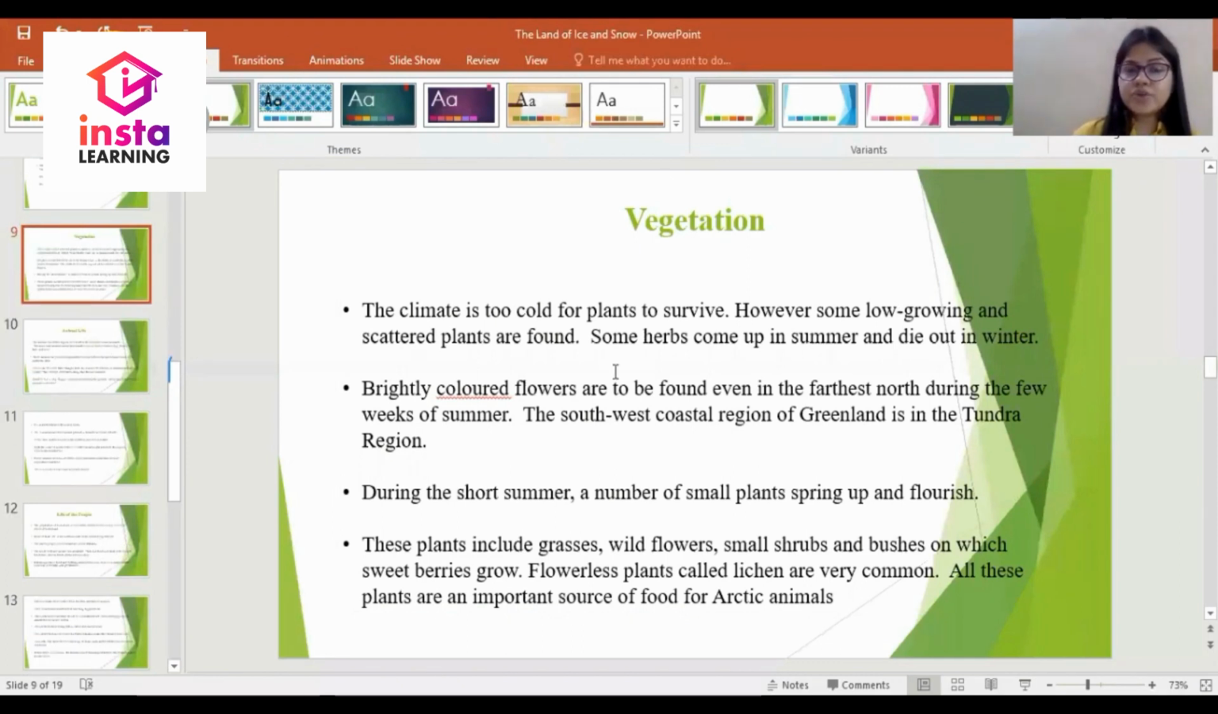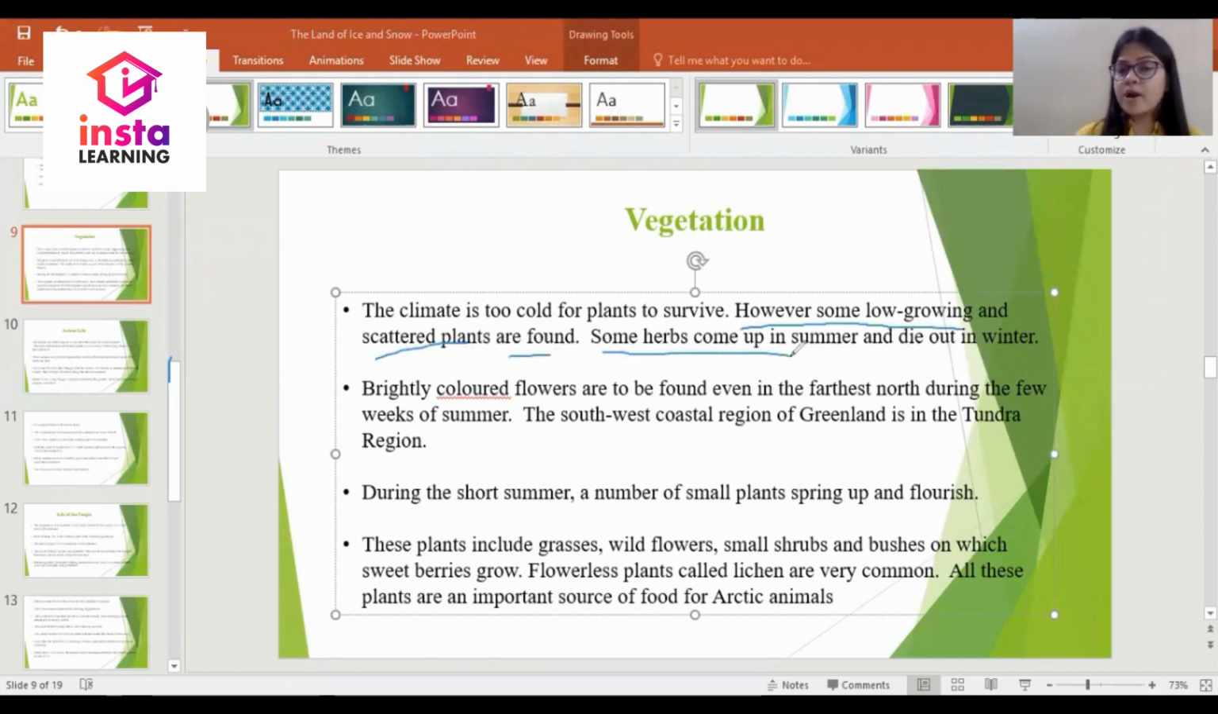So, dear student, the climate is too cold for plants to survive. However, some low-growing and scattered plants are found here. Some herbs come up in the summer and die out in the winter. Brightly colored flowers are to be found even in the farthest north during the weeks of summer.